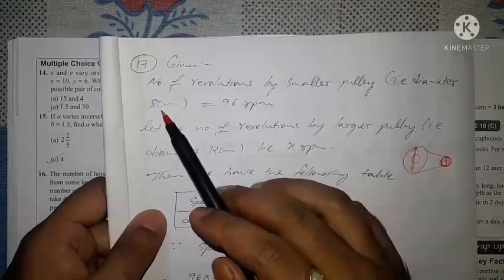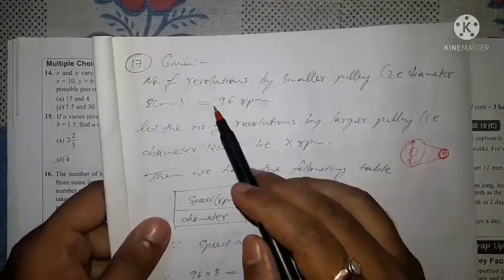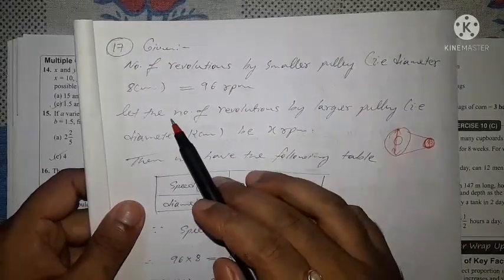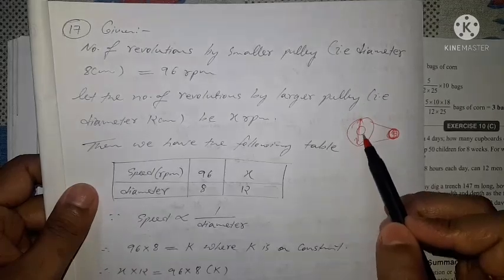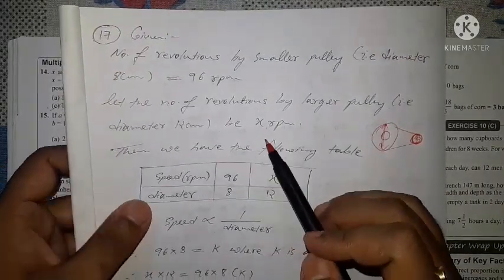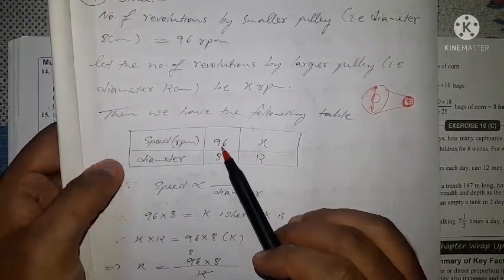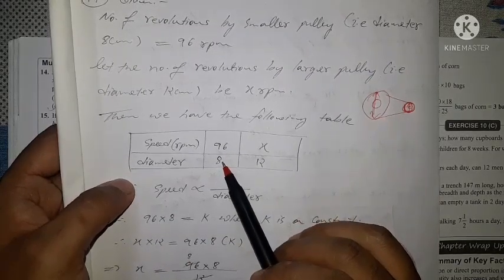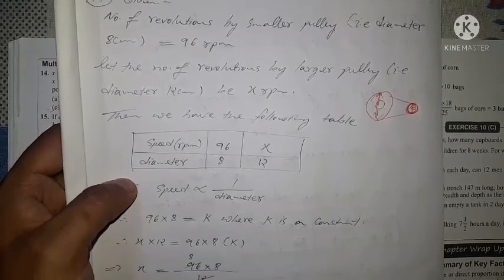It is given in the question that the number of revolutions by the smaller pulley, that is the one with a diameter of 8 cm, is 96 RPM, that is revolutions per minute. Let the number of revolutions by the larger pulley, which has a diameter of 12 cm, be x RPM. So then we have the following table: when the speed is 96, the diameter is 8, and when the speed is x, the diameter is 12.